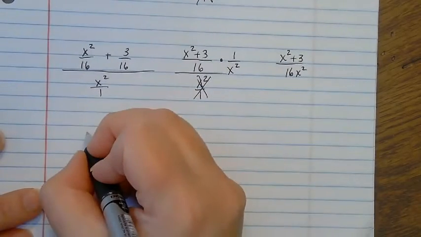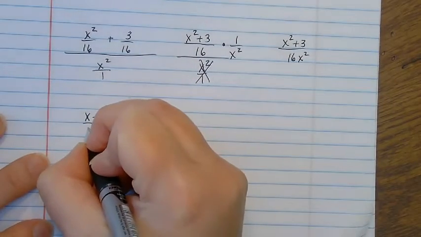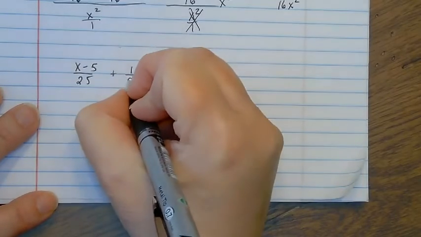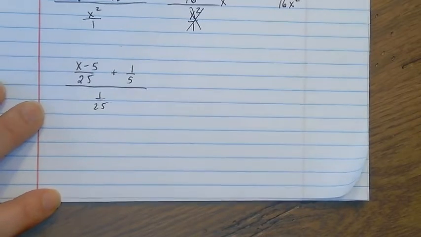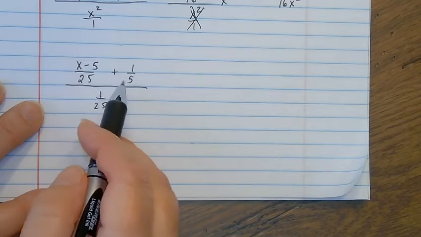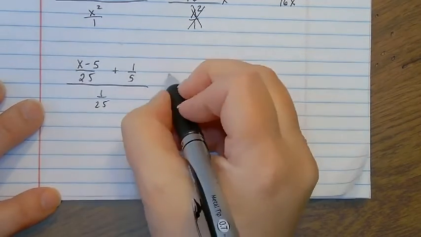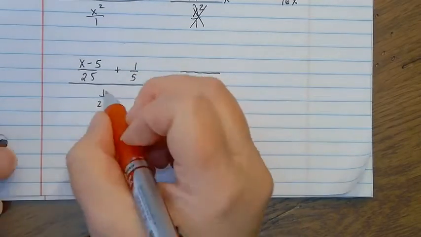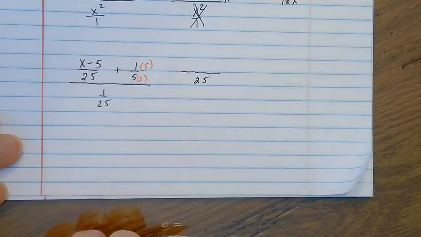Here's another one. I'm going to get a little more difficult here. So x minus 5 over 25 plus 1/5 over 1 over 25. So I can't multiply by the denominator yet because I have to simplify this down to one single fraction. So on the top part, I'm going to start by getting a common denominator, and the common denominator of 25 and 5 would be 25. And in order to get 25, I would have to multiply that times 5, so I'm going to multiply the numerator times 5.